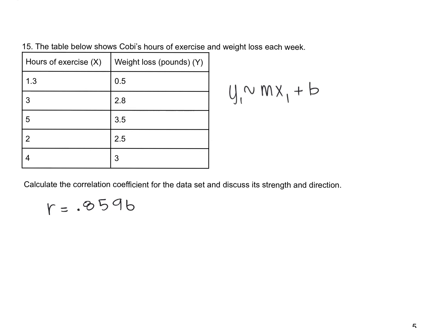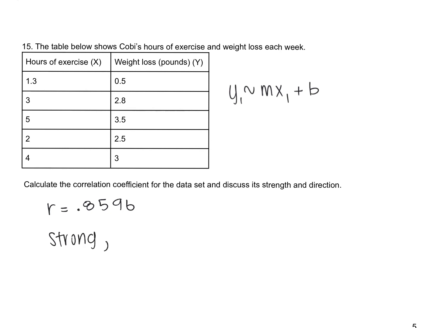So next, we're going to discuss its strength and direction. Strength means, is this a strong or weak correlation? The closer you are to +1 or -1, the stronger the relationship. And 0.8596 is pretty close to 1. So it's going to be strong.